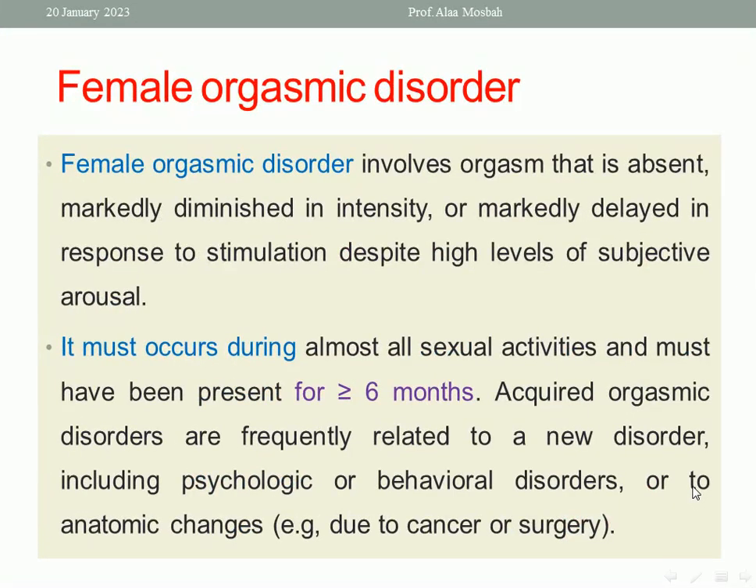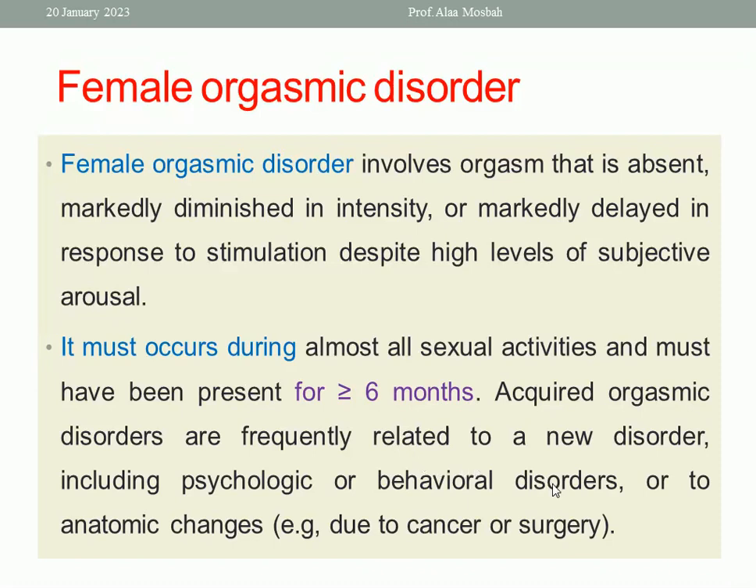What about the orgasmic disorder? It involves orgasm that is absent, markedly diminished in intensity, or markedly delayed in response to stimulation despite a high level of subjective arousal. So to say there is female orgasmic disorder, this orgasm may be absent or markedly diminished in intensity or markedly delayed in response to stimulation despite a high level of subjective arousal. What is the duration of this problem? It should be 6 months or more.